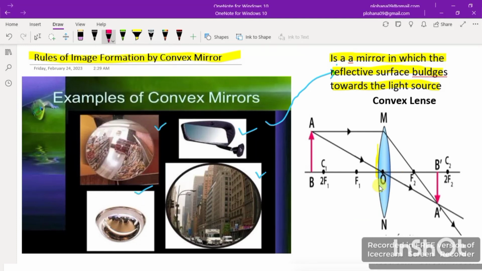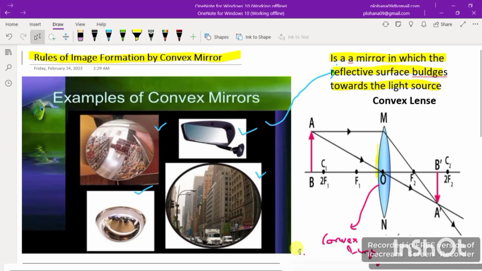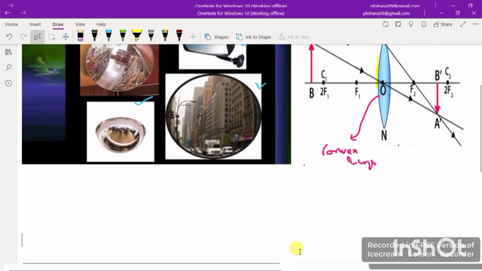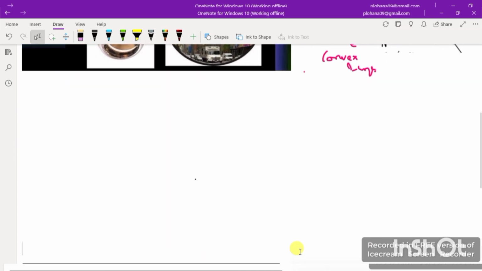Wait, let me write here. This is the convex mirror or lens we do have. Right. So now we are going towards the rules of image formation by convex mirror. So now we are going to check out the rules. What are the rules, right? Wait, let me scroll it down.